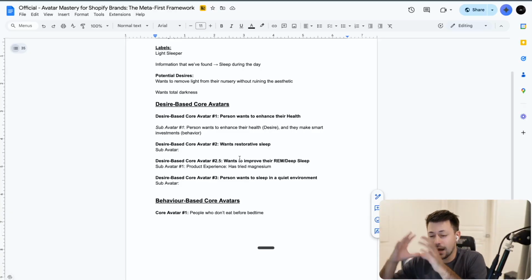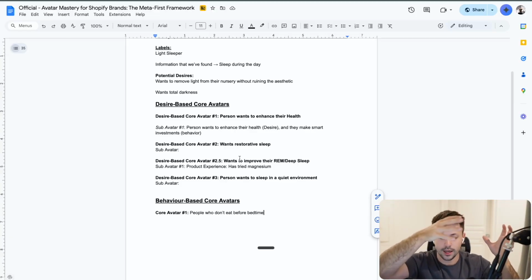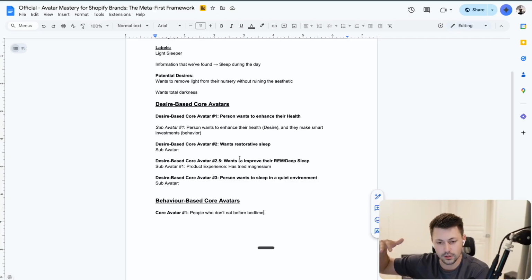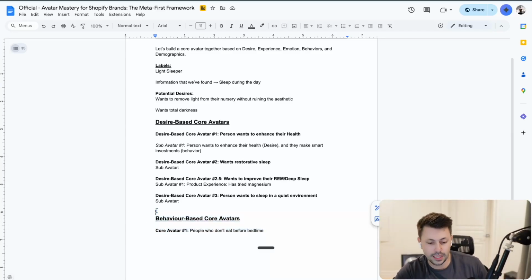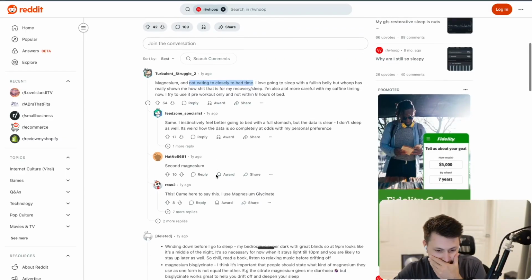Right. And so now we got their attention, we helped give them what they want, but then we make them aware of something new that can actually help them, which is getting blackout blinds and making the room more dark. Okay, and so at the end of the day, there's an example of a behavior-based core avatar, right? And again, this is one line on a Reddit thread here.